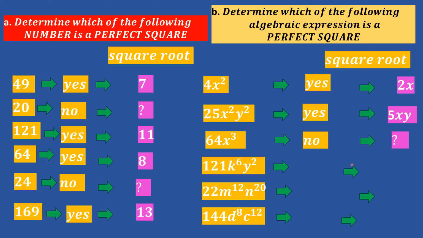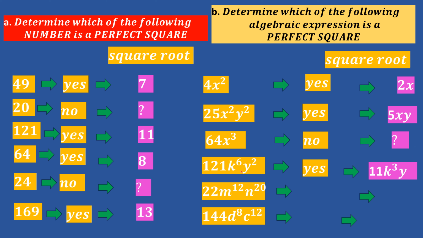Okay, what about 121k to the 6 y to the power of 2? Let us try to investigate. The 121 has its square root, and the square root is 11. Is 6 divisible by 2? Yes, 6 is divisible by 2, and it will give us a quotient of 3. And also for y to the power of 2, the 2 is divisible by 2. So what is its square root if this is a perfect square? Therefore, 11 is the square root of the constant.